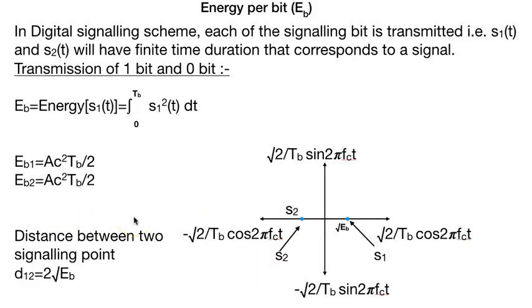Energy bit is, in this case you can see that for PSK you have both the signals S1 and S2, and the distance is twice of under root of EB. Remember, for PSK it's twice of under root EB. For ASK it was just under root EB, but for PSK it is twice of under root EB.